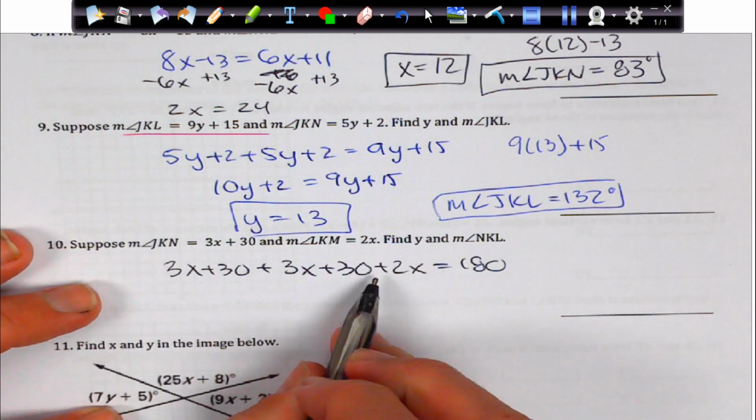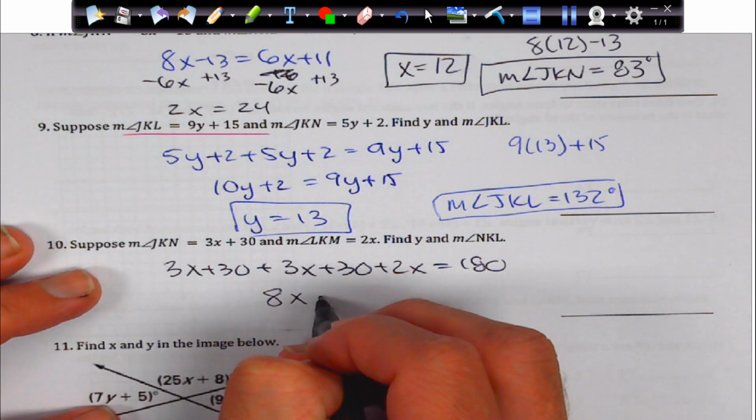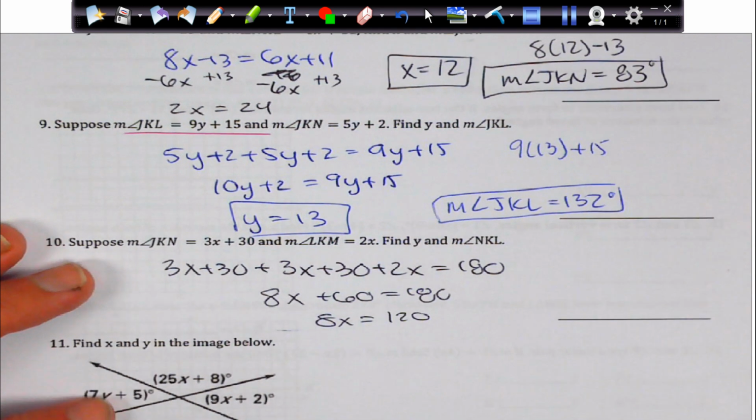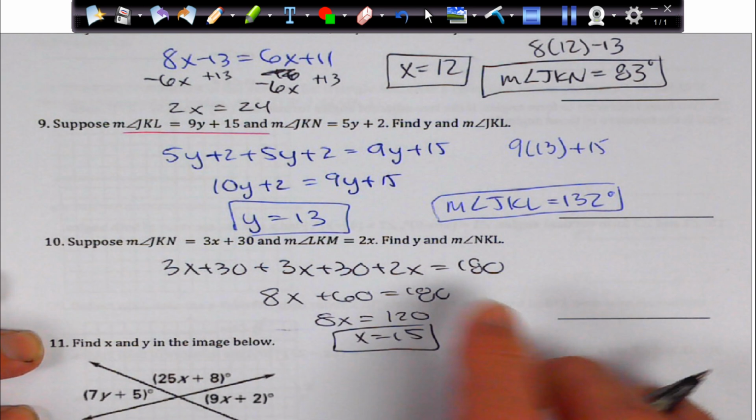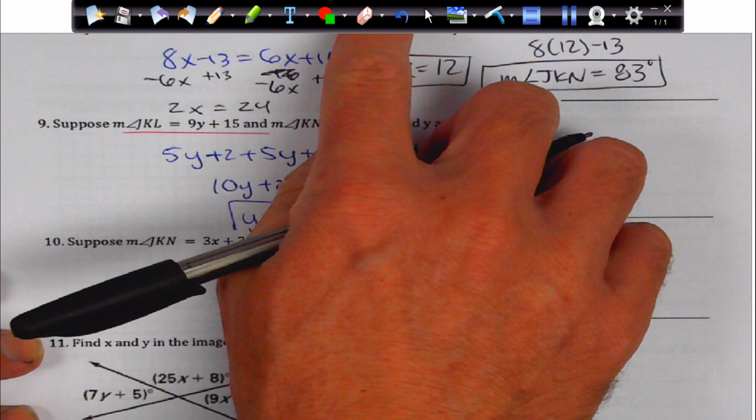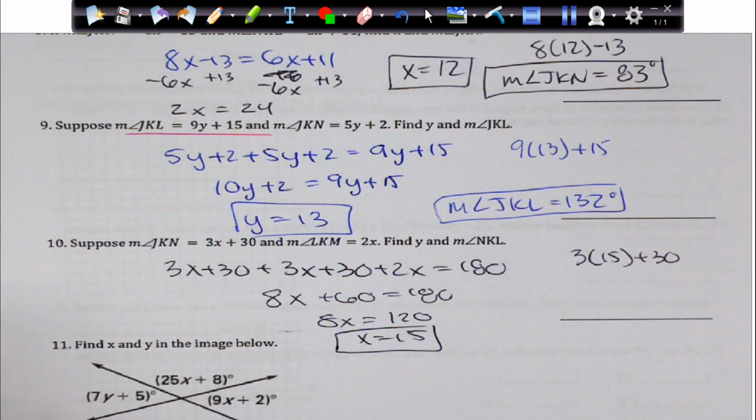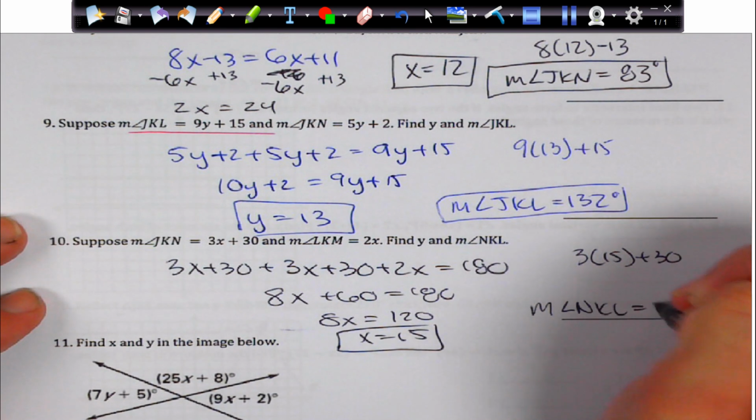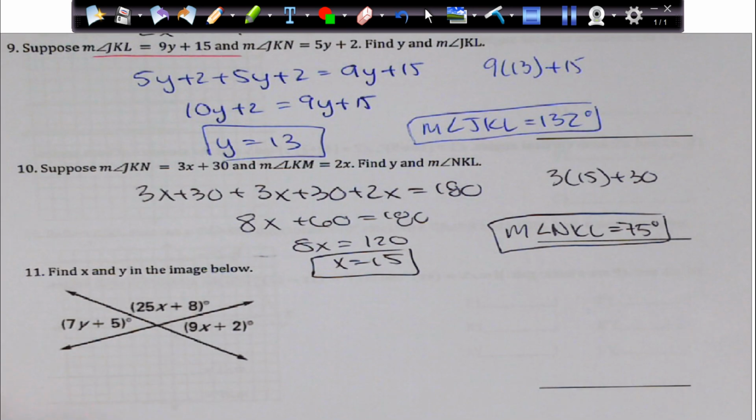Combine all these like terms, 3 plus 3 plus 2 is going to give me 8x. Plus 30 plus 30 is going to give me 60. I'm going to subtract the 60 to get 120. And then 120 divided by 8 is going to go in 15 times. So there's my x value. And then NKL is going to be the 3x plus 30. So that's 3 times 15 plus 30, which is going to give me 75. So the measure of NKL is going to be 75 degrees. All right. Woo. Next one.